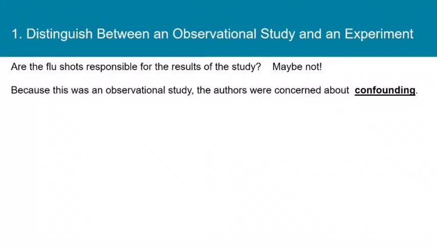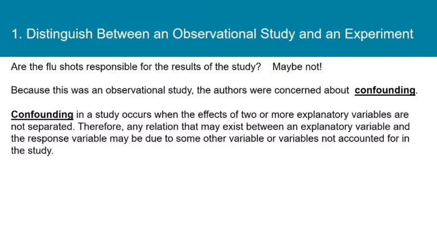Because this was an observational study, the authors were concerned about confounding. Okay, what's confounding? Confounding in a study occurs when the effects of 2 or more explanatory variables are not separated. Therefore, any relation that may exist between an explanatory variable and the response variable may be due to some other variable or variables not accounted for in the study.